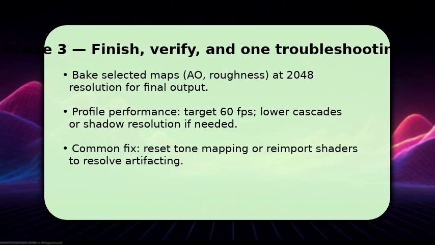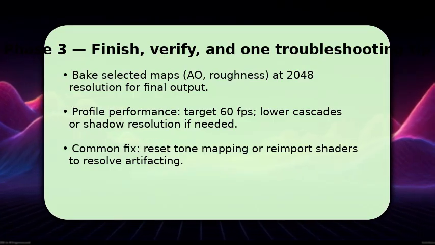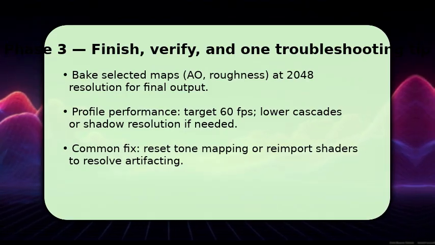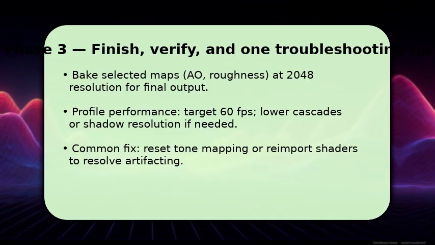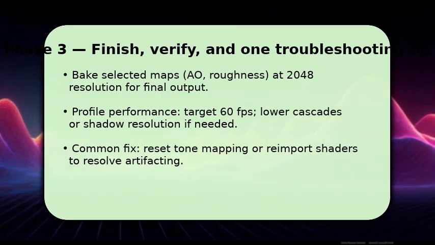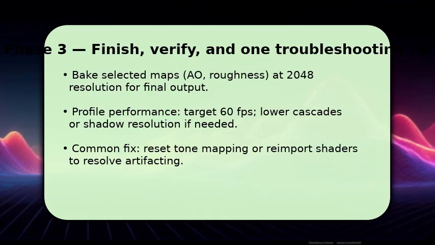You finish by baking production maps at 2048 for crispness and attaching them to their slots. This locks visual fidelity. Then profile your scene, aim for 60 FPS, and if you miss it, reduce shadow cascades or lower volumetric samples. Once satisfied, run a final render pass with denoising enabled and export the LUT used.